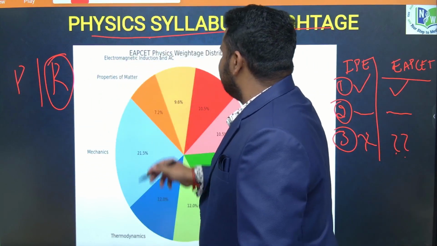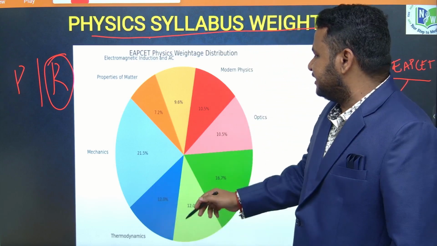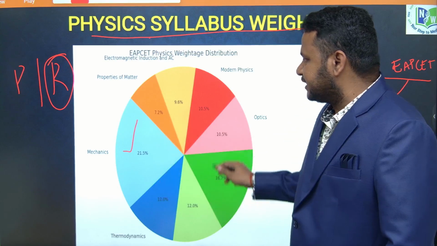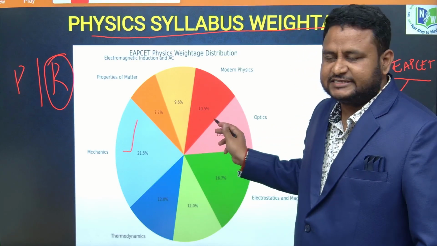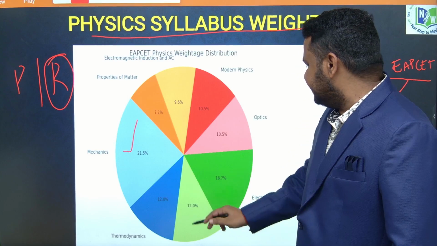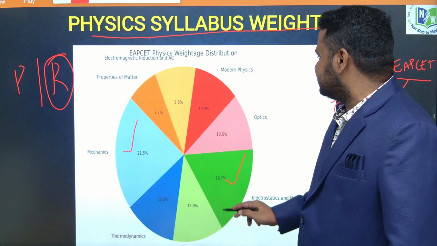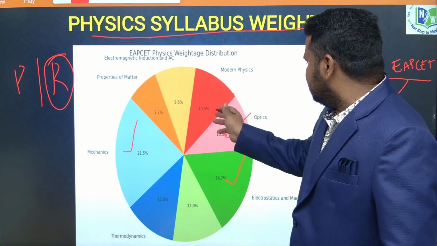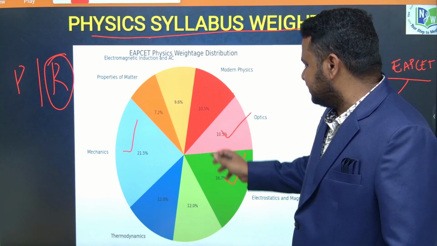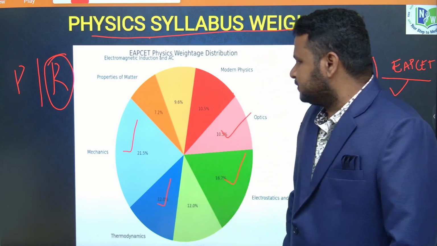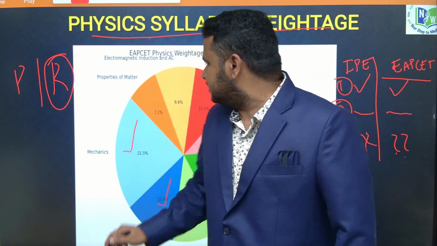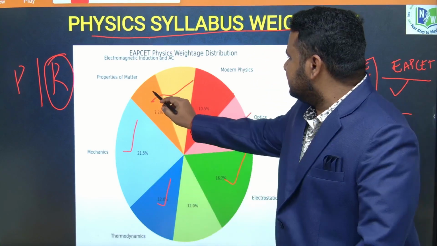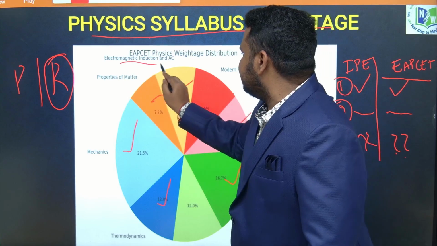We will discuss the syllabus weightage when it comes to physics. So see here friends, mechanics has the highest weightage. I am talking about both first year and second year combined. Mechanics has the highest weightage, and next comes electrostatics and magnetism, and modern physics and optics. Modern physics and optics has the fourth weightage. And thermodynamics is also one of the highest weightages, and these are okay, 7% and 9%. These are also totally fine, but these are easy chapters: properties of matter, electromagnetic induction, and AC.